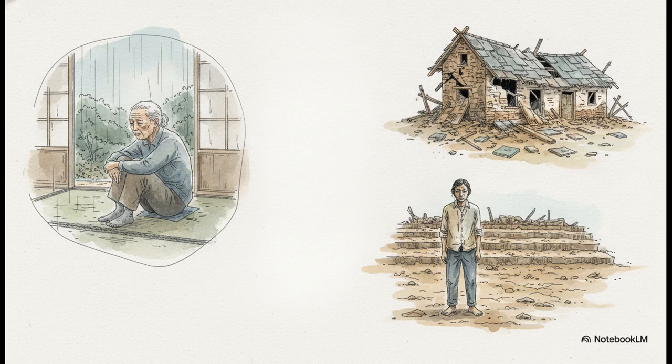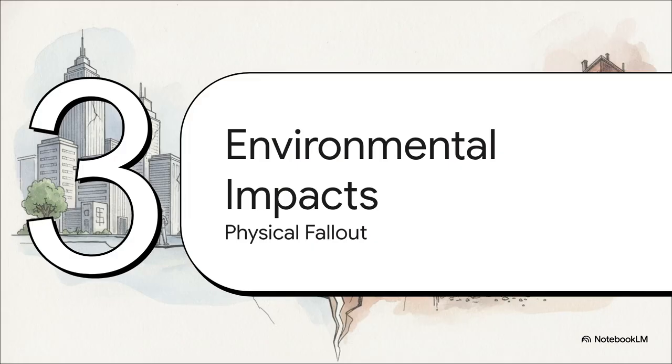On top of that, thousands of schools just pancaked, causing this massive disruption to education. And honestly, perhaps the most devastating part, the earthquake hit right in the middle of planting season. That triggered a massive food security crisis that forced over 1 million people to seek food assistance the very next year. Moving along to Section 4, Environmental Impacts, Physical Fallout.